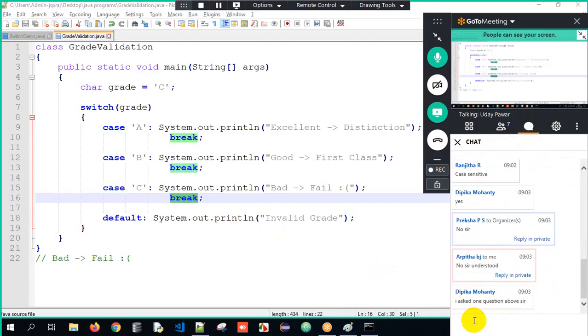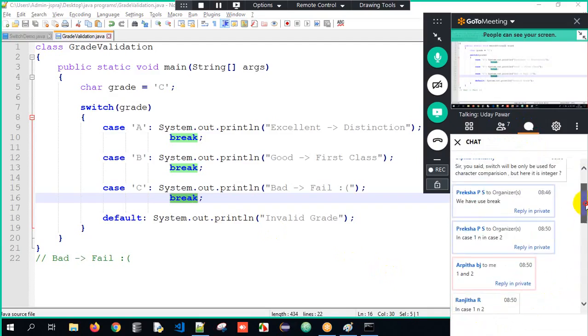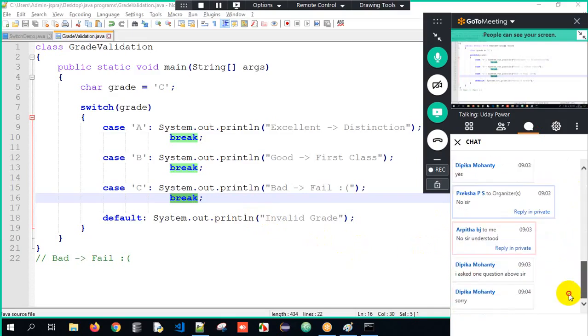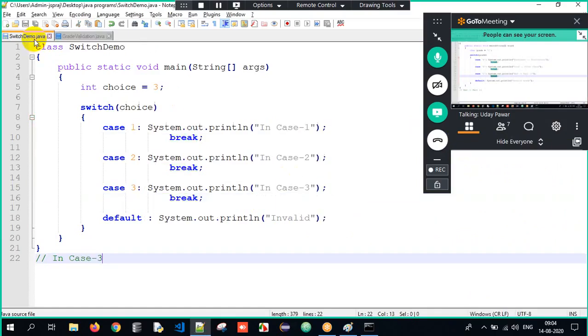Yeah, great. See, that's what I told you, right? There was one question, as I told you, about character comparison, and I answered this question. I told you in this particular scenario, when I say character, it means even an integer. Okay, even an integer here. I answered this question already.